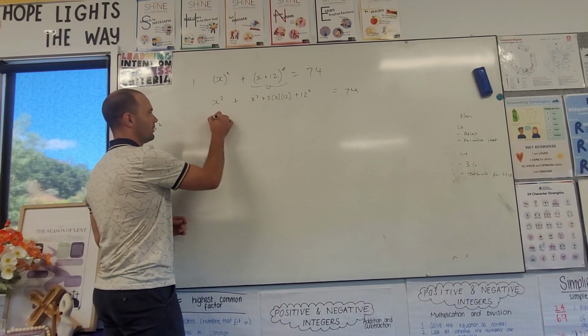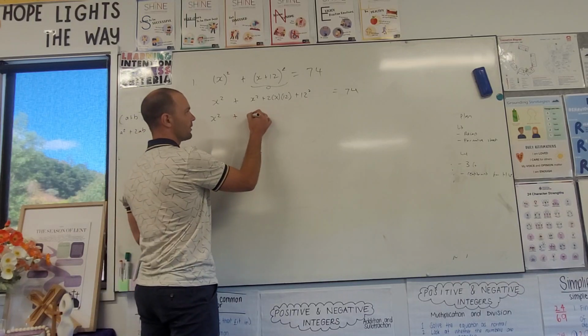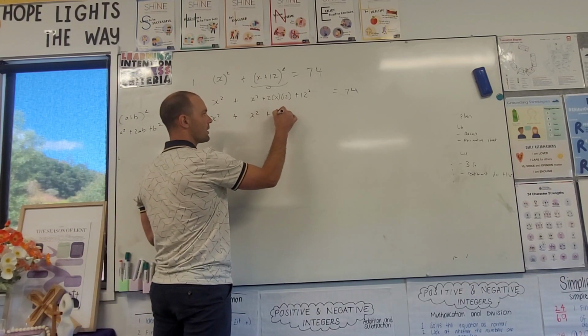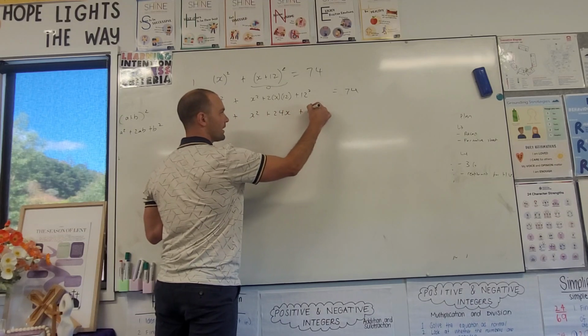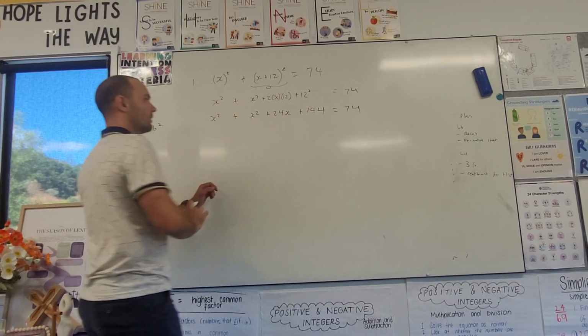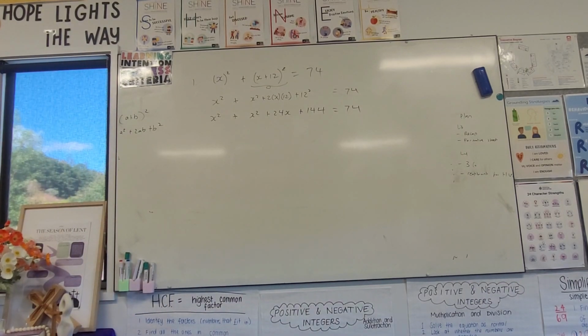So we'll just simplify a little bit. We've got x squared here. We've got 2 times x times 12. That's going to be 24x. And here we have 144. All right, so all I've done is process that perfect square a bit.